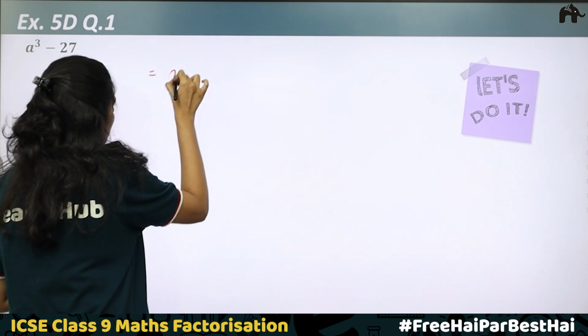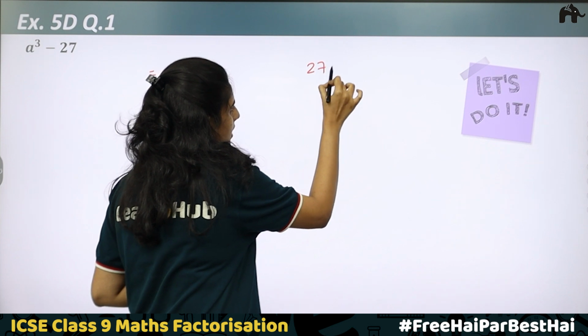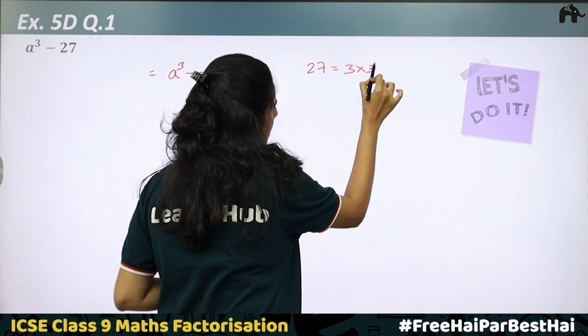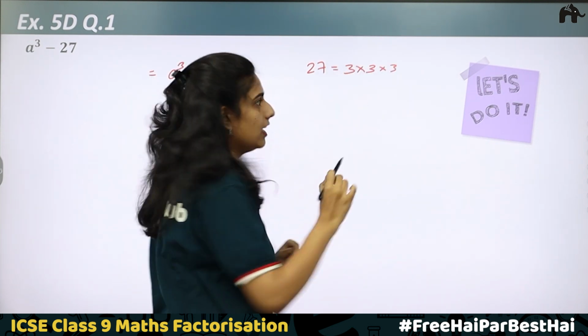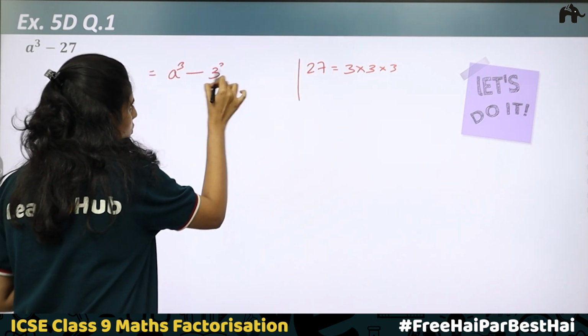So, this is equal to a cube minus, what is 27? 27 prime factorization, we get 3 into 3 into 3. 3 into 3, 9. 9 into 3, 27. Okay, so this is 3 cube.